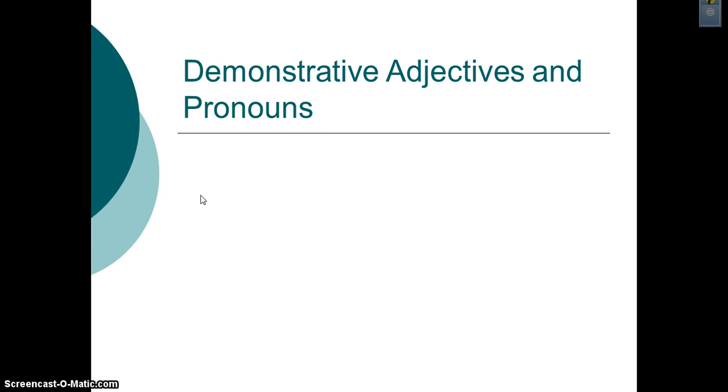Hola, buenos días. This lesson is on demonstrative adjectives and pronouns. You can find your textbook explanation of this on page 168 to see some examples and more description.